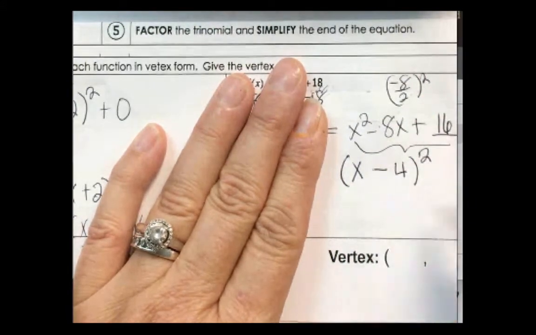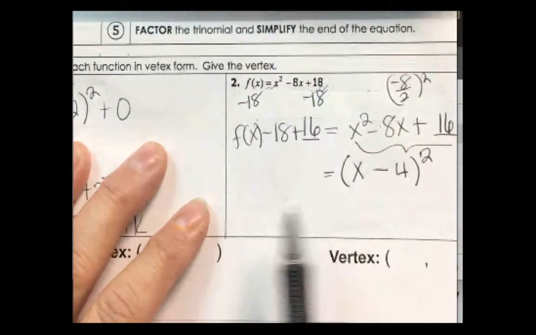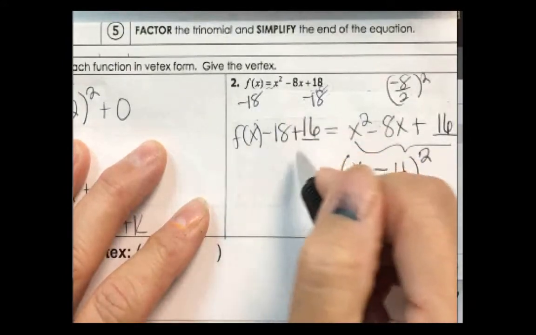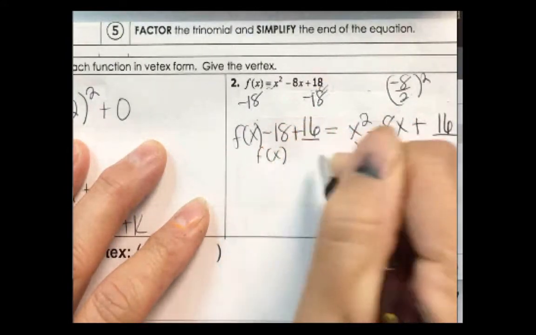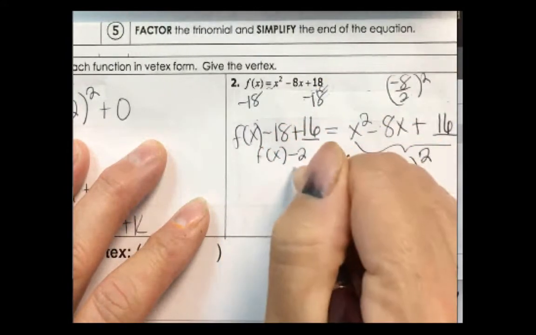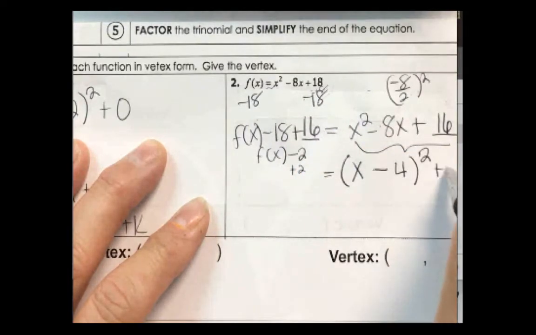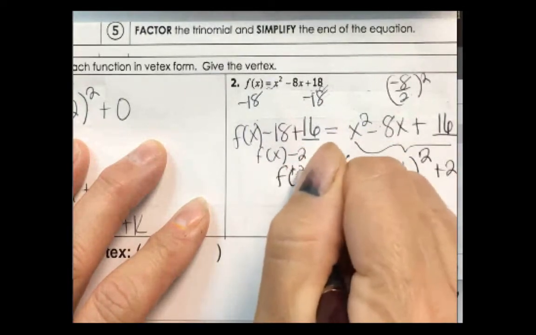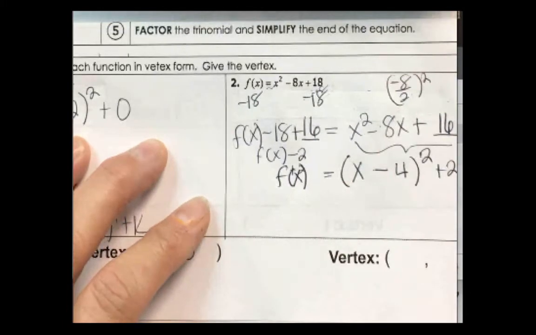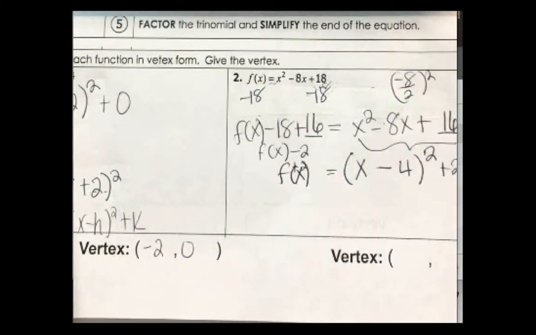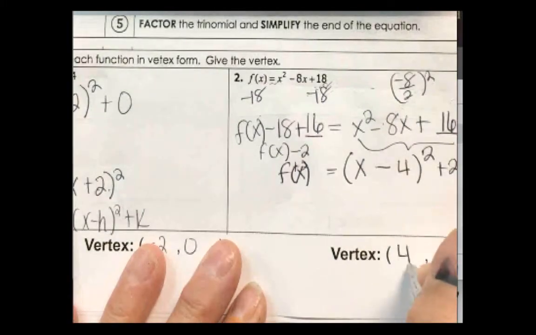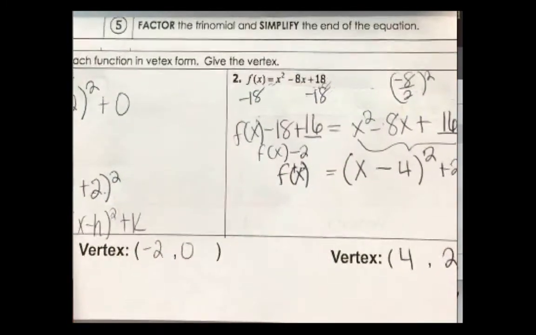So now I've got that piece that looks like vertex form that shows me the horizontal slide part, and then all I have to do is clean up the other side. So when I add these together, this makes f of x minus 2, so then I'll have to add 2 to the other side to bring it back over, leaving me with f of x is equal to x minus 4 quantity squared plus 2. And so now I can see the vertex of this is at 4, 2. So that's for a basic one.